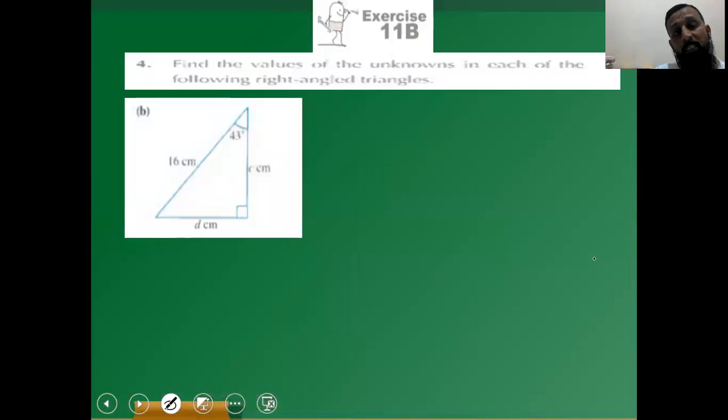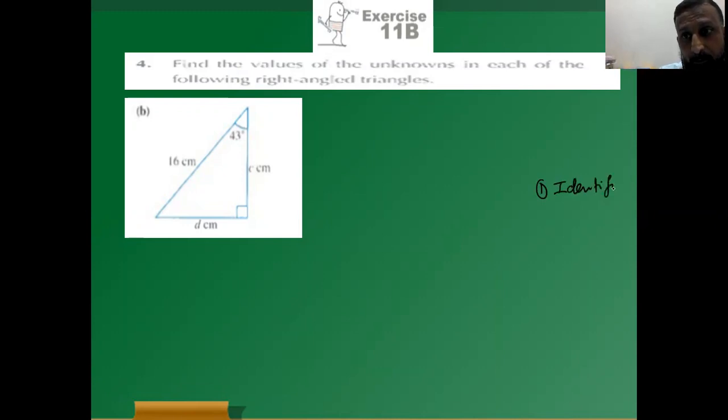So dear students, this is exercise 11b, question number 4. Now you can see there is a right angle triangle given to you. There are three steps which you need to apply before solving this triangle. Step number 1, identify the names of the sides. Step number 2, identify the trigonometrical function which you are going to apply over here. And step number 3, apply the trigonometrical function and solve the equation.